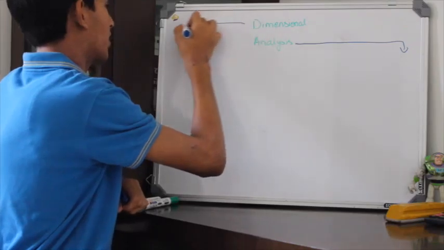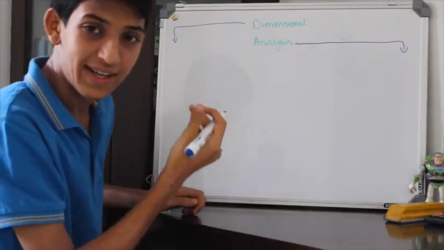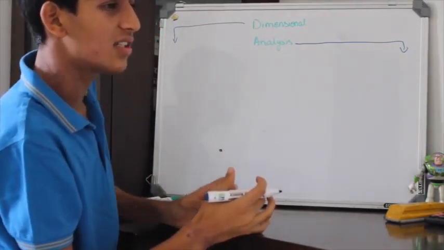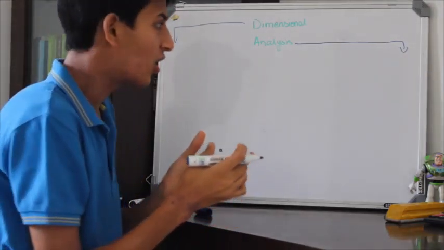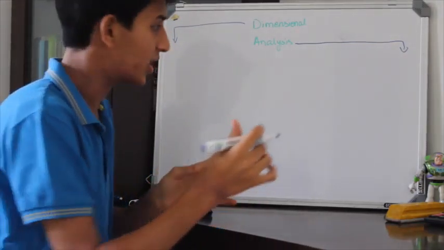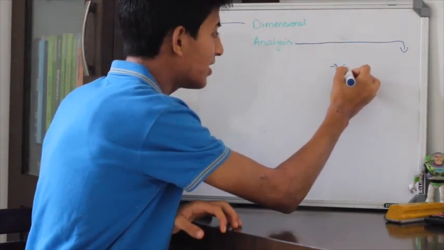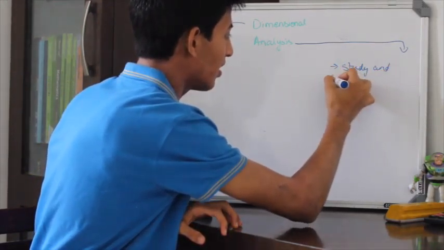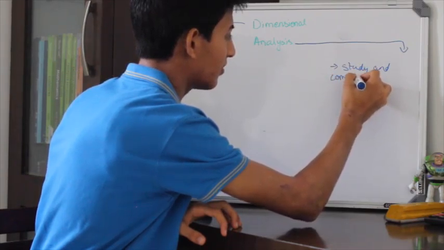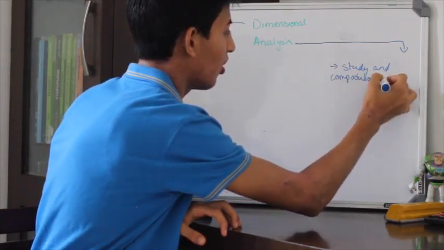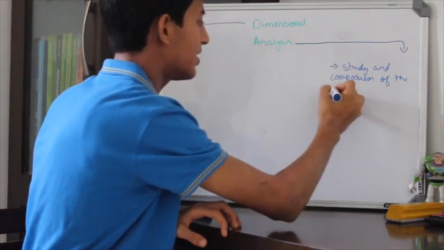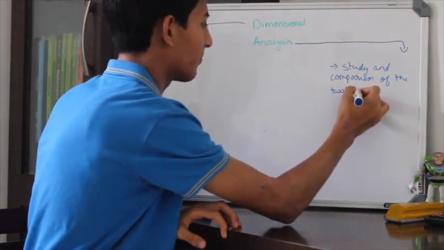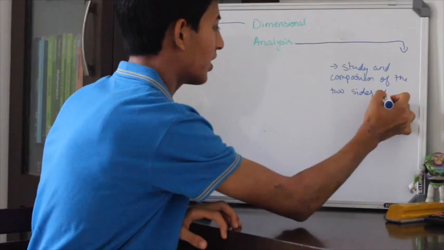Analysis and dimensional. Now what does analysis mean? Analysis is a study of a certain object or a comparison of two objects. So in this case, it is the study and comparison of the two sides of an equation.